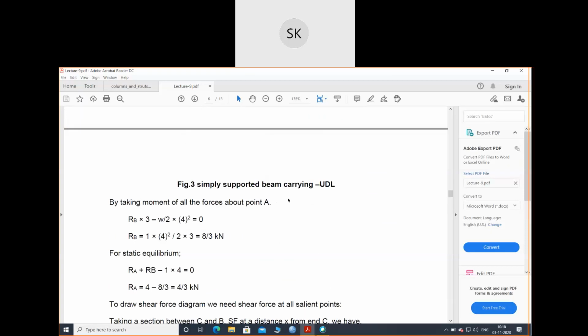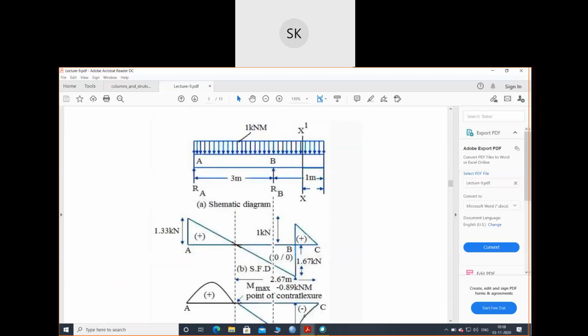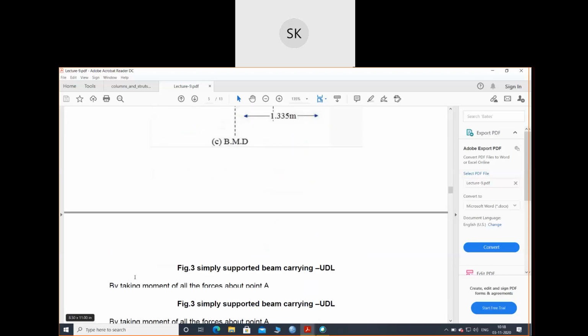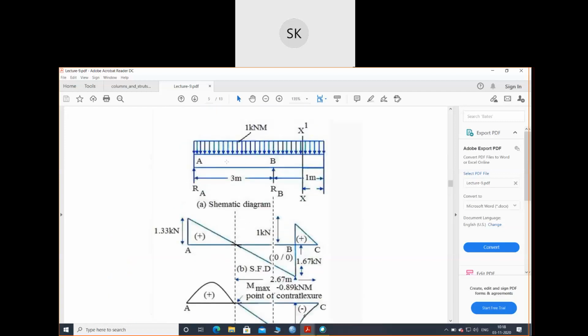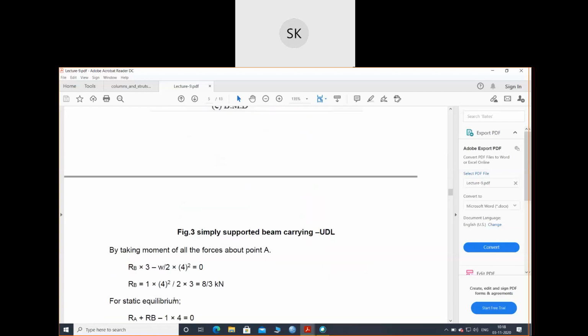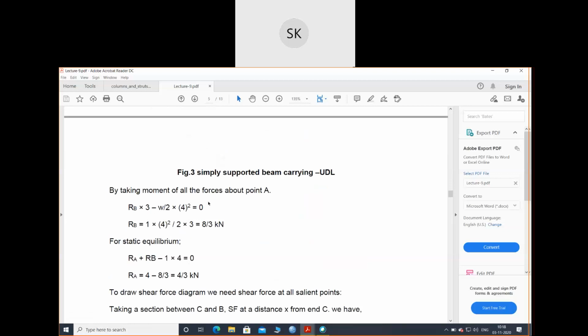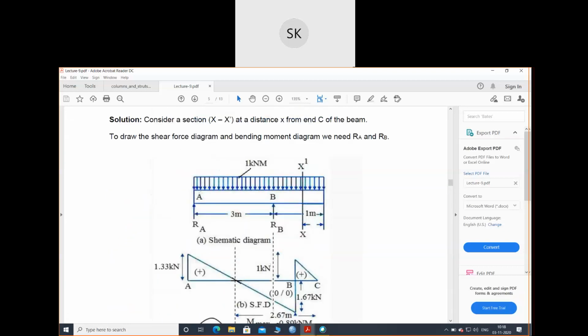By taking moment of all the forces about point A, I got this equation: RB into 3. This RB into 3. Okay. And due to this, W is the UDL, it will be W by 2 into 4 square. It is acting at the whole distance, so it will be 4 by 2 WL square equals to 0. So I got RB as 8.3. And now from static equilibrium, the summation of all the vertical forces will be equal to 0. So RA, as these are in the upward direction, RA plus RB equals to W into 1. This W is 1 into 4.